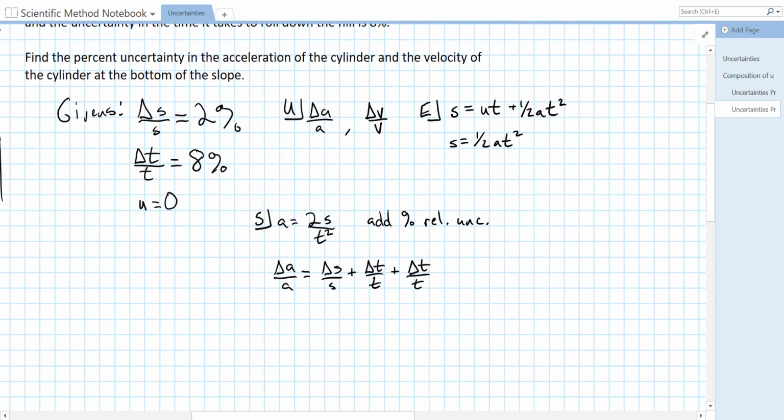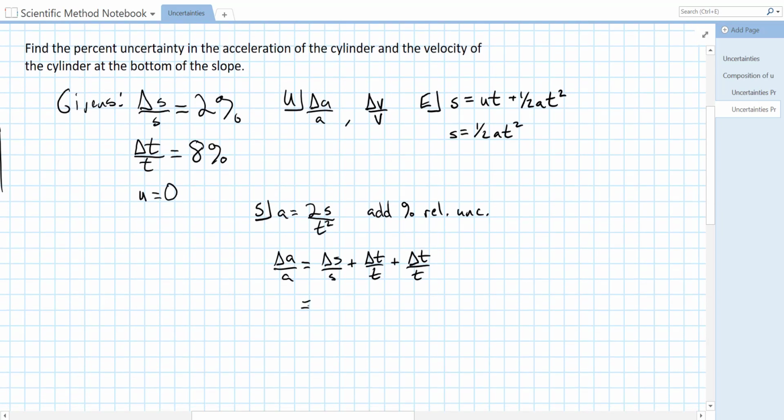And that's going to give us, well, percent uncertainty in S is 2%, so that's 2%. Plus 8% for T, plus 8% again. And the percent uncertainty, delta A over A, is equal to 8 plus 8 plus 2, which is 18%.